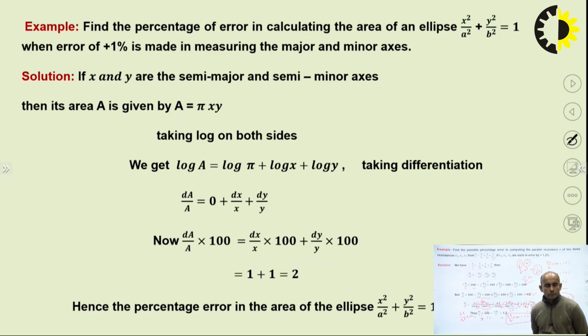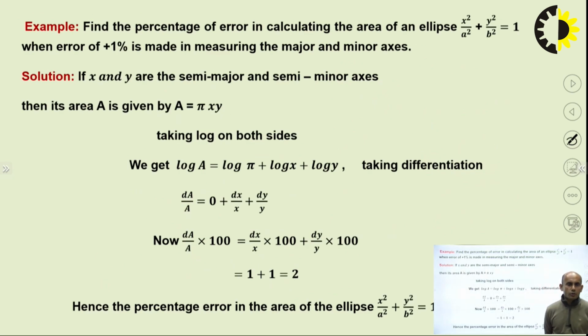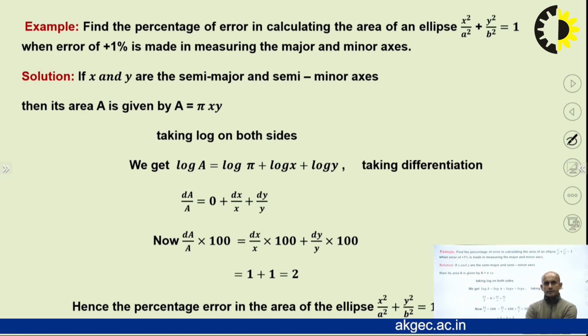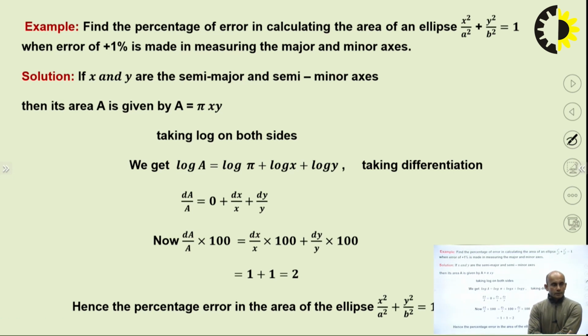Now we have one more question here: we have to find the percentage error in calculating the area of an ellipse. We have the equation of the ellipse, x square upon a square plus y square upon b square equals 1, where an error of 1% is made in measuring the major and minor axes.